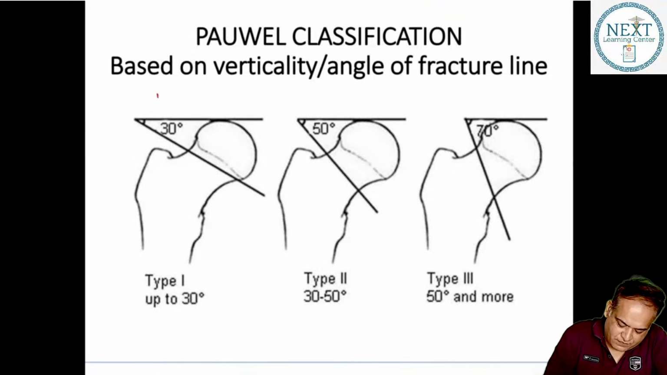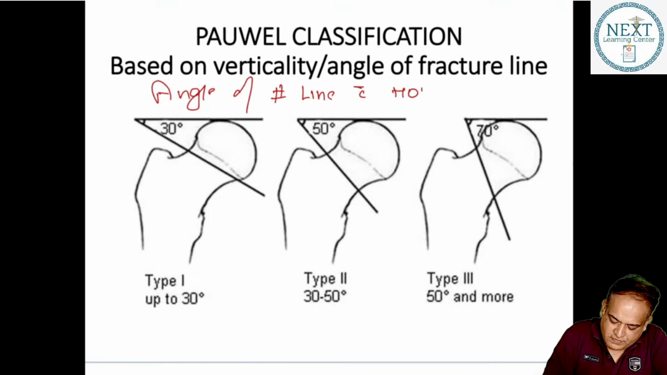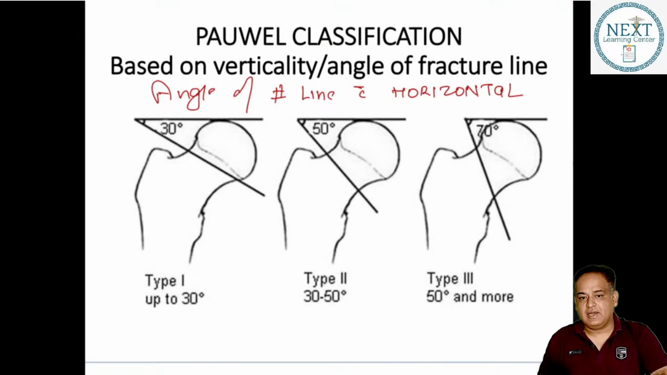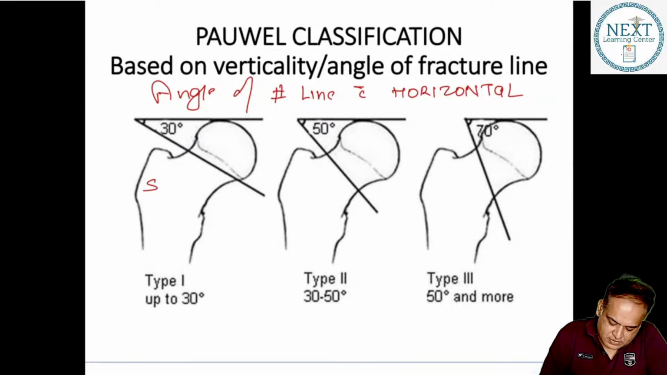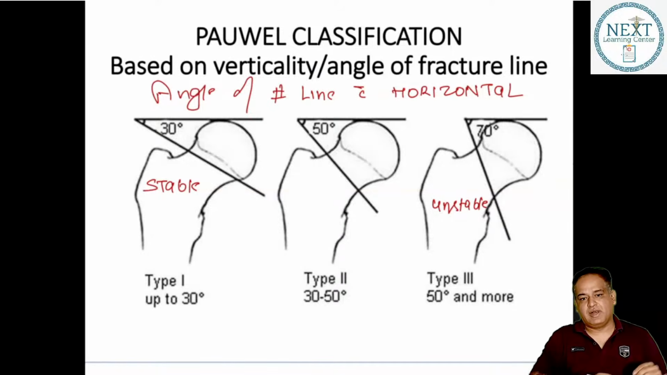Next, dear doctors, is Powell classification. Powell classification is based on the angle of fracture line with the horizontal line. Fine. So you see here, this fracture is stable and this fracture is unstable. Stable and unstable fracture, right? Powell classification.